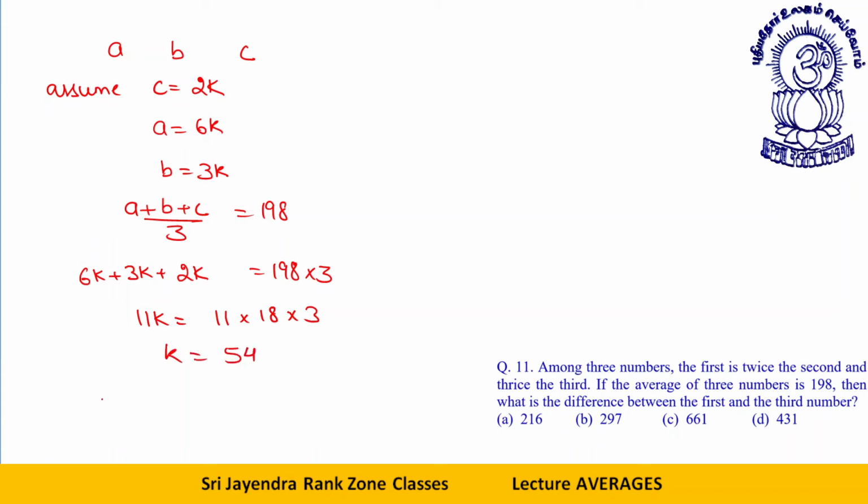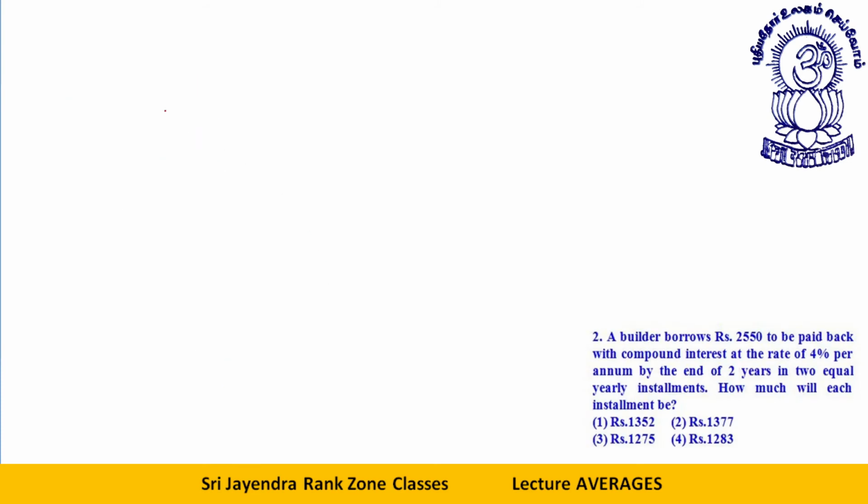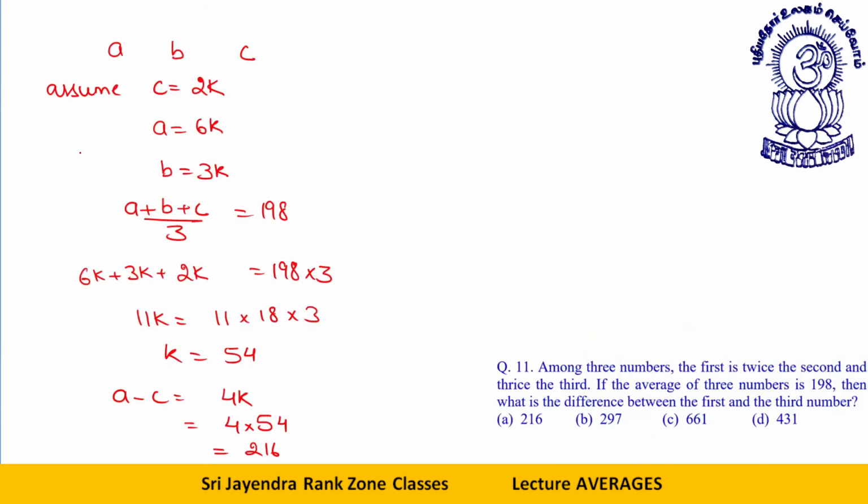The difference between the first and the third number, A minus C, is equal to 4K. That will be 4 into 54, which gives you 216. Okay, dear students, you can have a look if you want to.